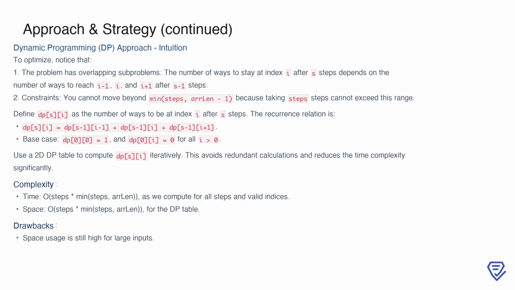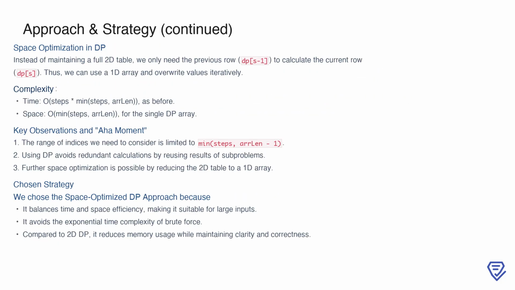Using a 2D table, we can iteratively compute dp[s][i] for all steps and valid indices. This eliminates redundant calculations, drastically improving the time complexity to O(steps * min(steps, arrLen)). However, the space complexity remains O(steps * min(steps, arrLen)) due to the dp table, which can still be problematic for large inputs. To further improve the space efficiency, we can optimize the dynamic programming approach by reducing the 2D table to a single 1D array.